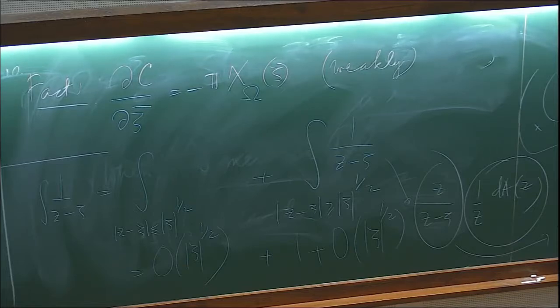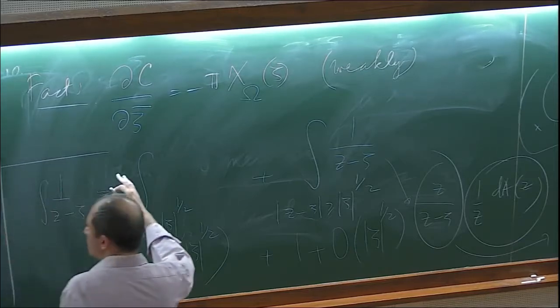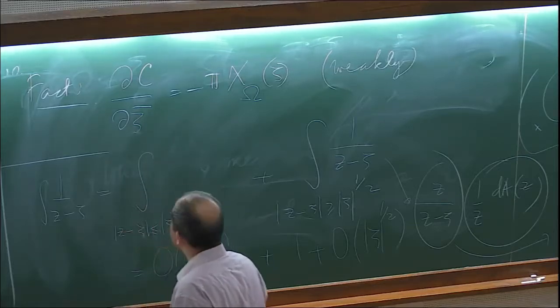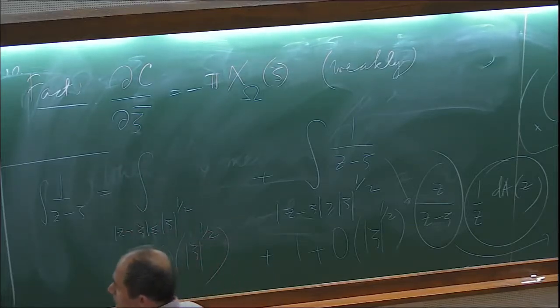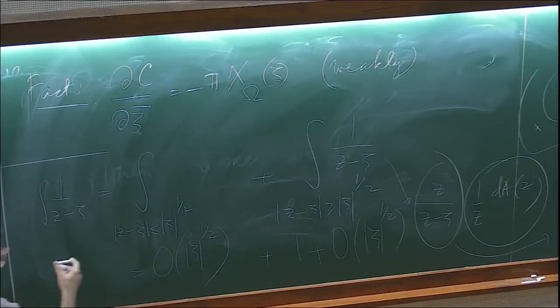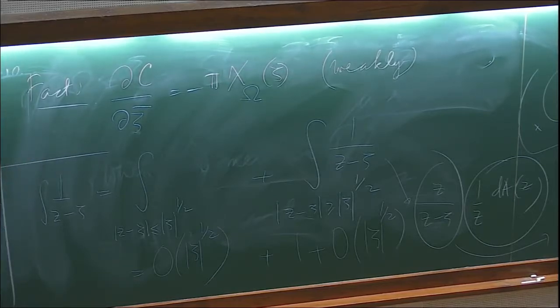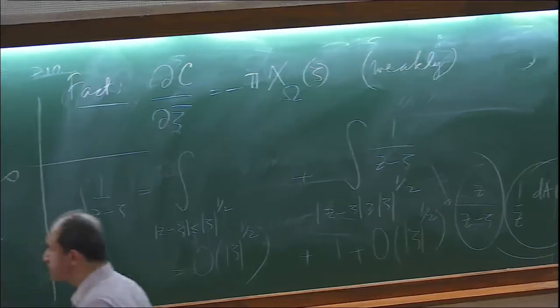Right. So coming back to this, this is from yesterday's problem session. If I define the function g to be the Cauchy transform plus pi times zeta bar, its weak derivative with respect to zeta bar is zero because of this fact. And therefore, by Weyl's lemma, G must be holomorphic and all the rest of it.